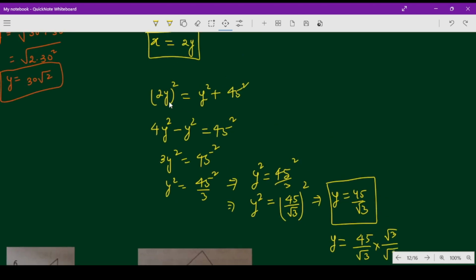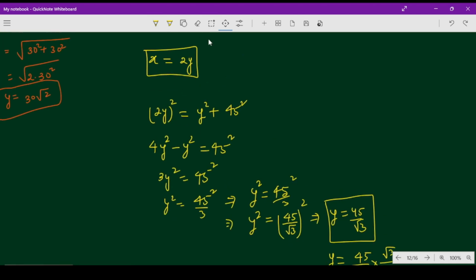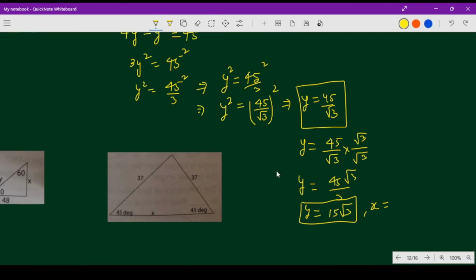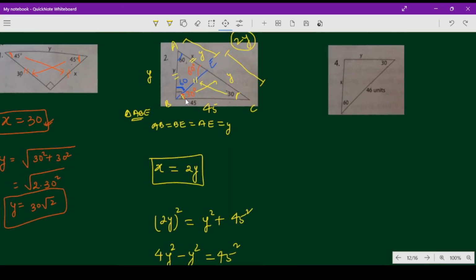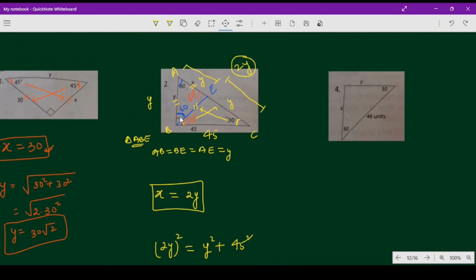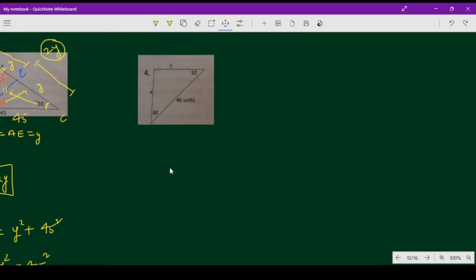So the value of x will be equal to 30 root 3. So this is the way we can solve the question. The main concept is we just have to break the right angle into two parts, such that we take one of the angles equal to any one angle of the given triangle. So let's see over here this question.